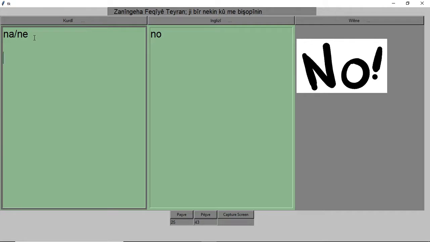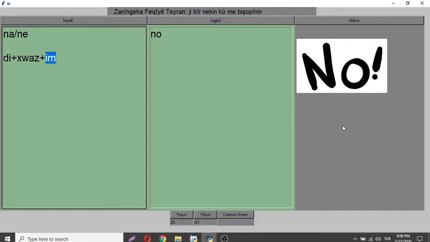this becomes negative. So generally like this we make the negative. For example, I say dkhwazim. It means I want. I didn't put I, but from here I can understand I want. Okay, let's divide this word. D is there because I am saying this in the present tense. So khwazim, dkhwaz, this also comes because I use I, and khwaz, khwastin.